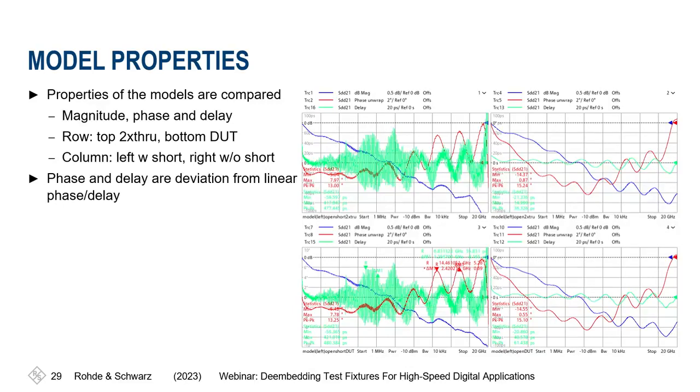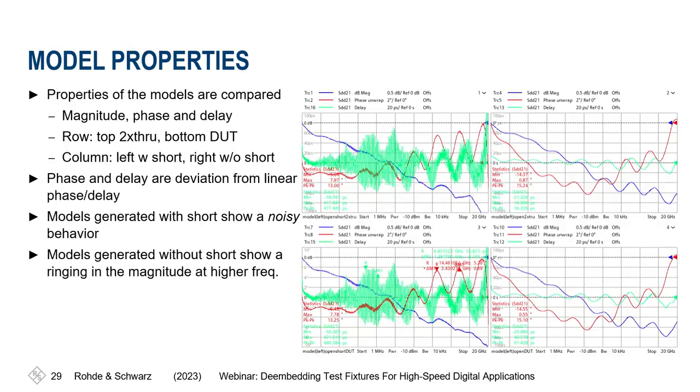Phase and delay deviation, I have to add, is the phase and delay from the linear phase delay. That means we subtract that. You see that by this offset marking in the VNA. Going forward, we see that the models generated with a short show a little bit of noisy behavior, most obvious in the delay measurement or the delay analysis, but also in the phase. And we'll have a closer look into that.